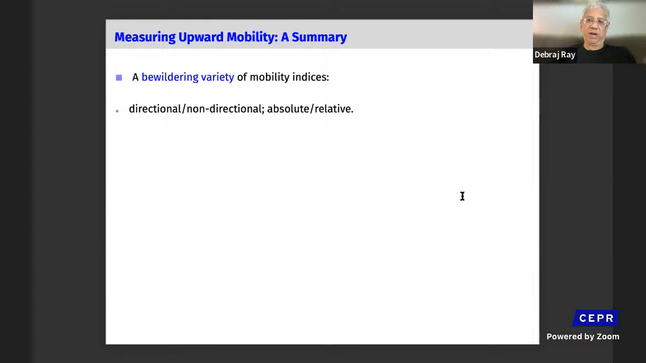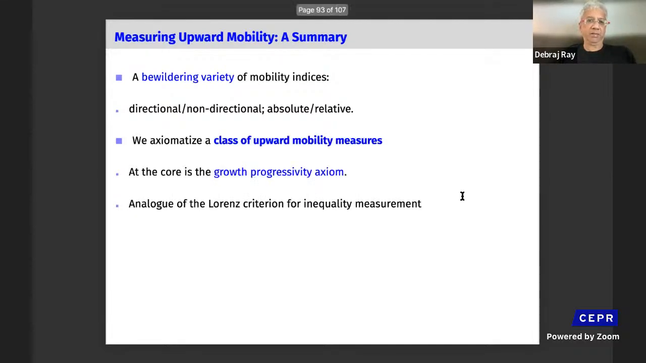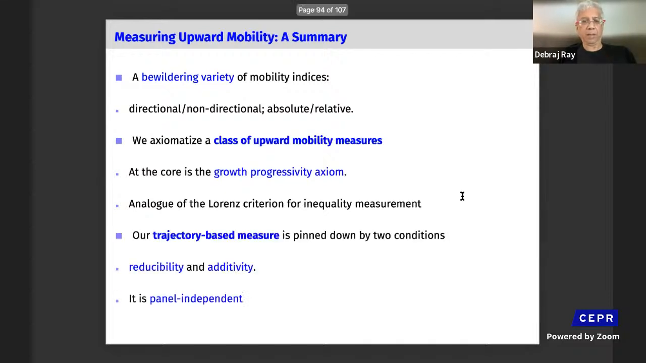There is a bewildering variety of mobility indices. They could be directional, non-directional, absolute, relative. What Garance and I have done is we've axiomatized a class of upward mobility measures. At the core of this measure is the growth progressivity axiom. It's the analog of the Lorenz criterion for inequality measurement, but it's not the same thing. Our trajectory-based measures are then pinned down by two additional conditions, reducibility and additivity. And it turns out to be panel independent.